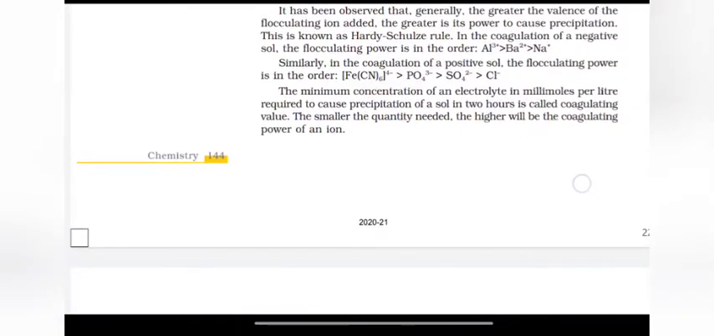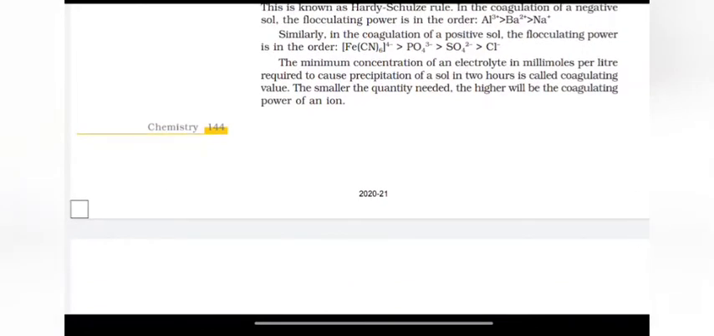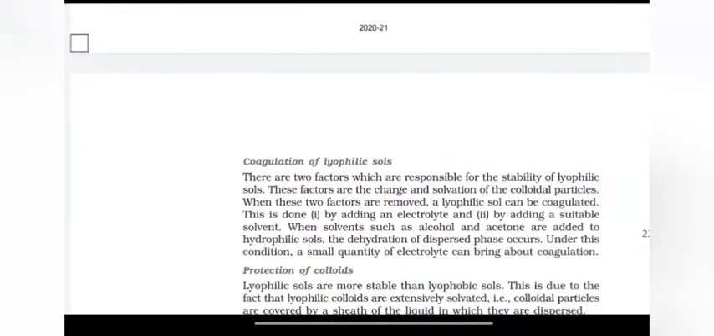The minimum concentration of electrolyte in millimoles per liter required to cause precipitation of a sol in 2 hours is called coagulating value. The smaller the quantity needed, the higher will be the coagulating power of an ion.